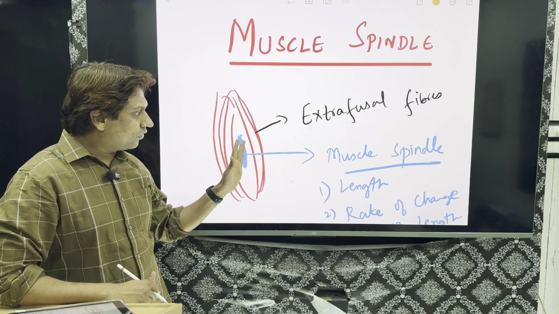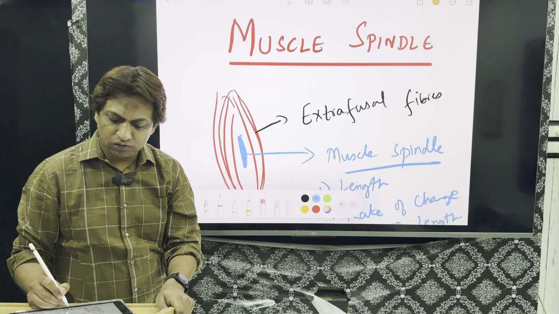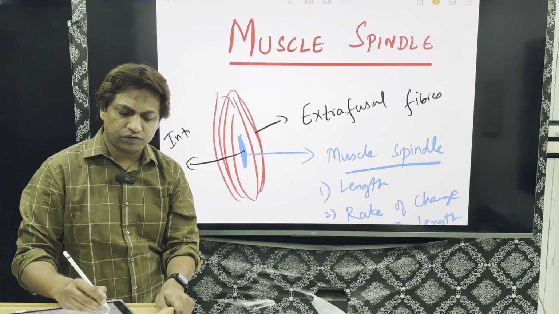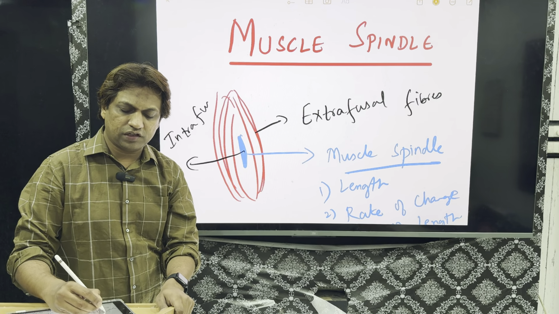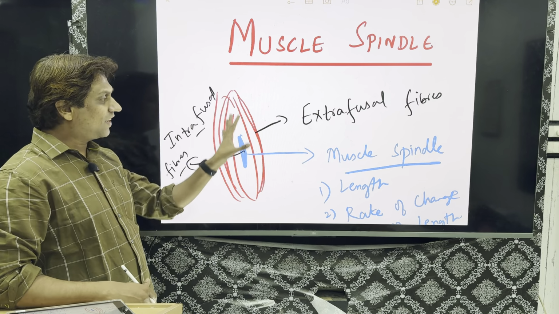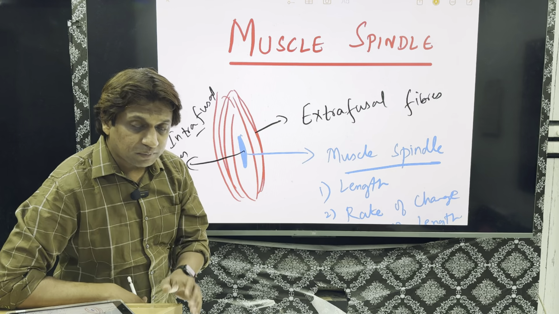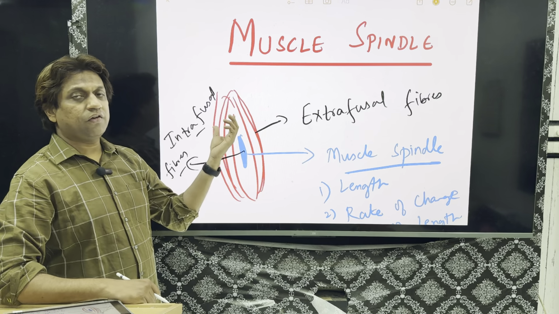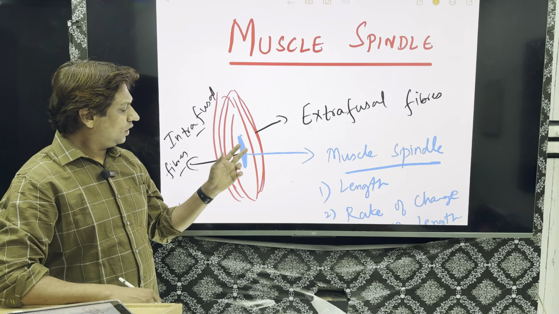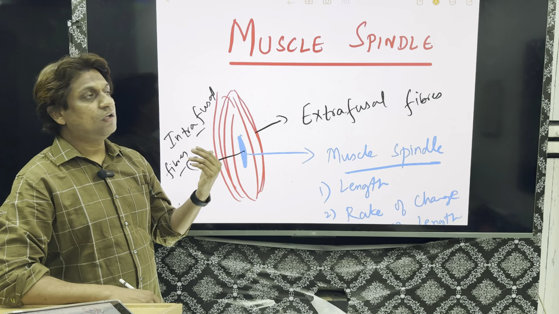Now, the fibers present inside the muscle spindle are known as intrafusal muscle fibers, or intrafusal fibers. Hope the concept is clear. What are extrafusal and intrafusal muscle fibers? Extrafusal fibers are skeletal muscle fibers, which we have studied in detail in skeletal muscle physiology, with the actin and myosin filaments. The muscle fibers in the muscle spindle are known as intrafusal muscle fibers.